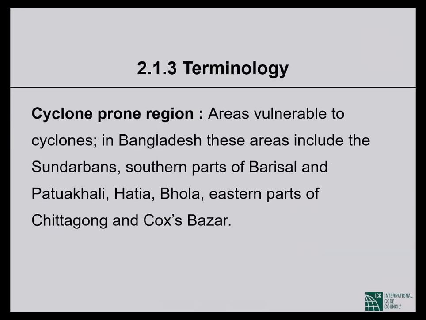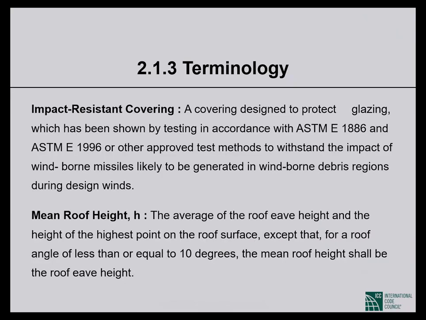Then cyclone prone region. I went through that definition before: areas vulnerable to cyclones. In Bangladesh, these areas include the Sundarbans, southern parts of Borishal and Patuakhali and Hatia, Bhola, eastern parts of Chittagong, which I think should be western parts, and Cox's Bazar. Impact resistant covering: we talked about impact resistant glazing. This is covering, a covering designed to protect glazing, which has been shown by testing in accordance with ASTM, etc.